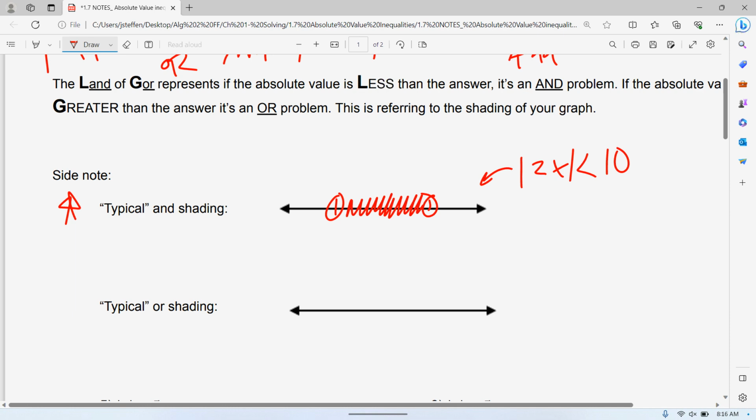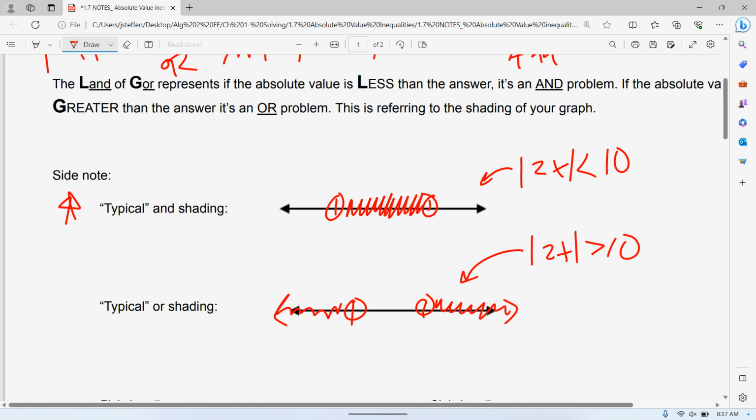Your typical OR shading, again, we talked about this the other day. I don't care if they're open or closed, but they're shaded away from each other. And again, something like 2x is greater than 10 is going to end up looking like that graph.